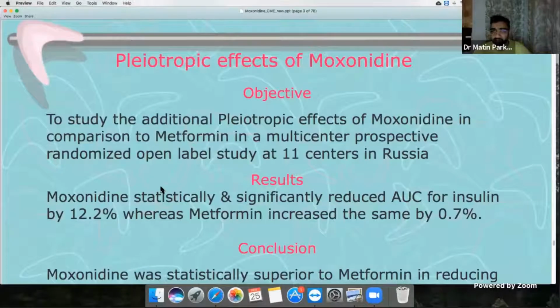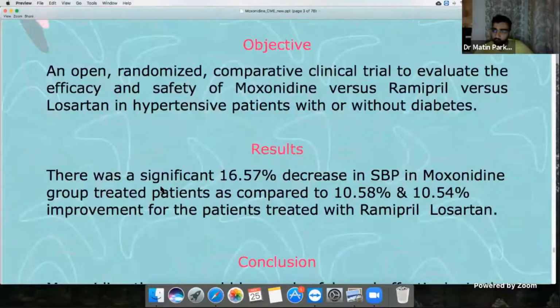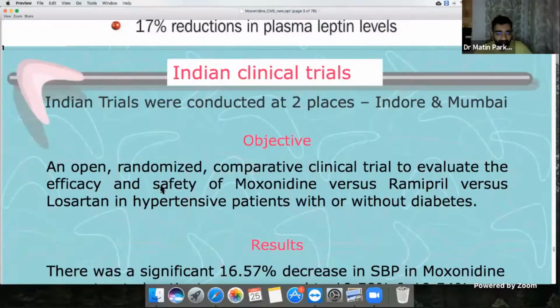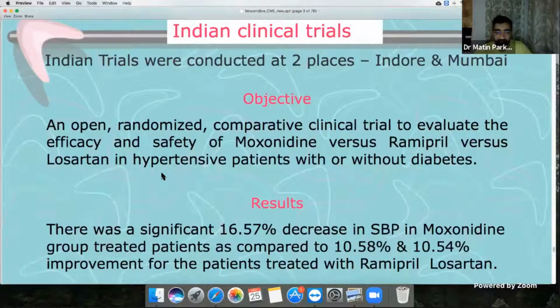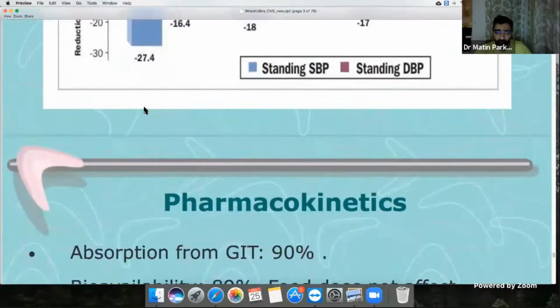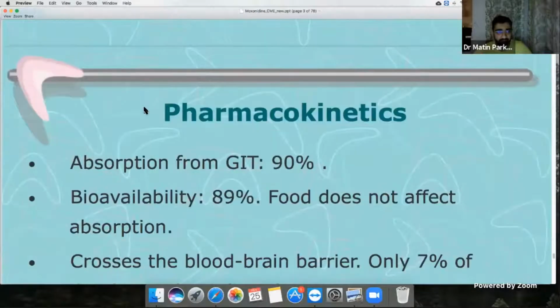There are also Indian clinical trials showing similar results and the monotherapy effect, especially in patients with obesity and uncontrolled hypertension. Moxonidine therapy could be used safely and effectively. Indian trials have also proved its potency.